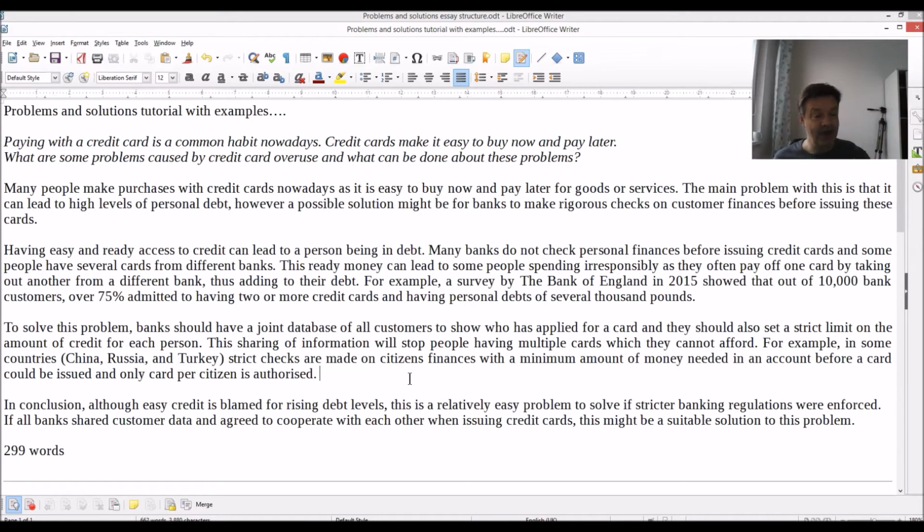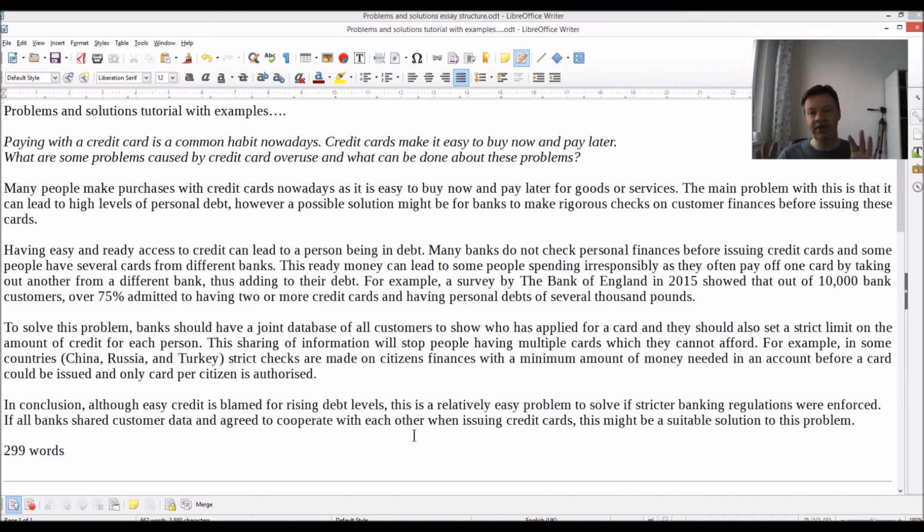So, in conclusion, although easy credit is blamed for rising debt levels, this is a relatively easy problem to solve if stricter banking regulations were enforced. If all banks shared customer data and agreed to cooperate with each other when issuing credit cards, this might be a suitable solution to this problem. So, that's not too bad. 299 words, I don't know, it's about 13 sentences. That's it, that's all you basically need.